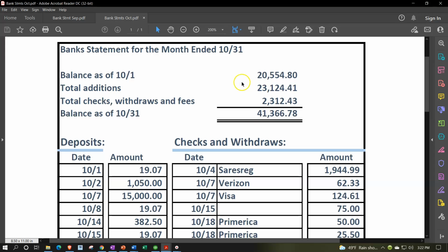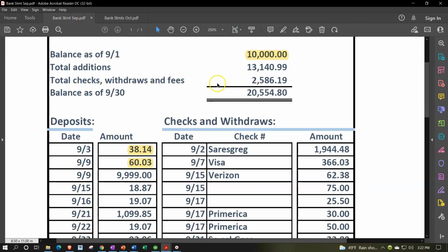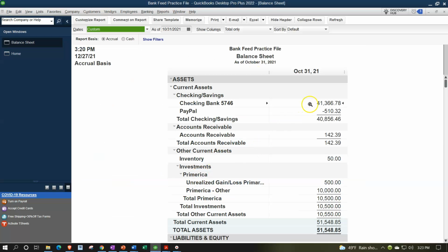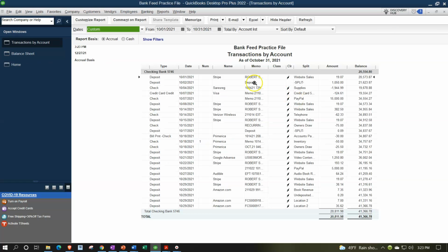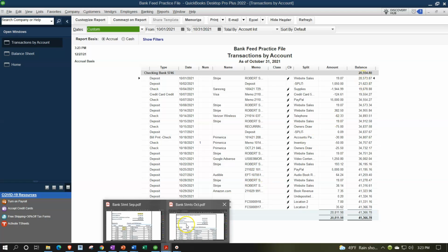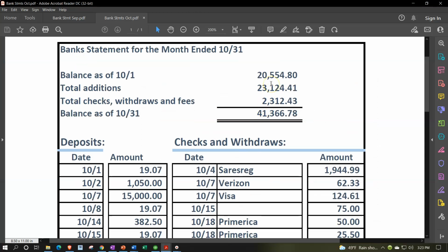So this is the second month of the bank statement. You can see the beginning balance at the $20,554.80 is tying out to the ending balance of the prior period. And so that will also tie out to our books. If I go back to this period, there's the $20,554.80. If I go to my bank statement, double click on the checking account, and because I started at 10/1, the end of the last period, $20,554.80. And we've got the $20,554.80.